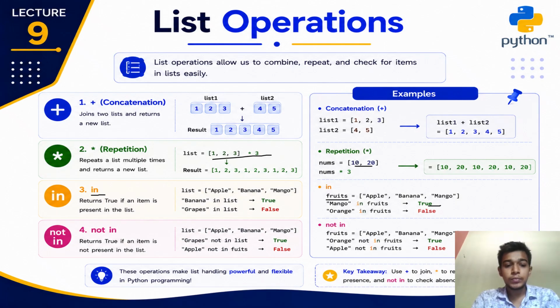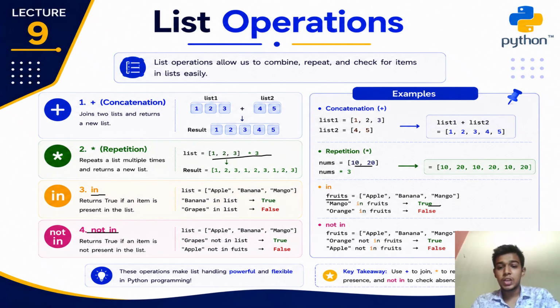Now the last one is the non-membership operator. The opposite of in is not in. It checks whether an element is not present in the list. For example, same example of the list fruits. Now it will check orange not in fruits. Orange is not in the list fruits, so it will give True. Apple not in fruits: apple is present in fruits, as you can see here, so it will give the value False.